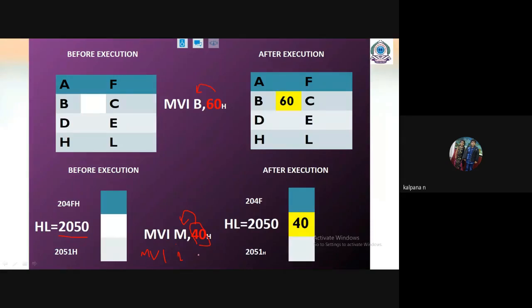Okay. So what is the difference between move and MVI instructions? In the move instruction, data will be represented in the registers, and in the MVI instruction, data will be represented directly in the instruction itself. Okay. That is the difference between move and MVI.